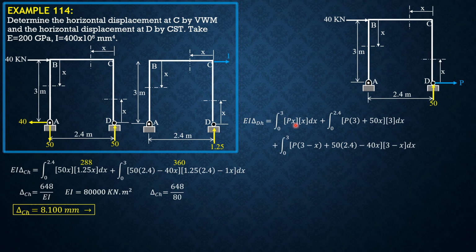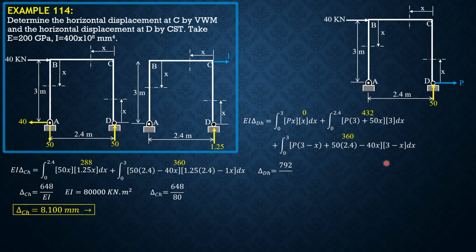So setting the value of P to 0, so this is 0. This is integral of 50x times 3, or integral of 150x, 0 to 2.4. So that's 432. And this is 0, so 50 times integral of quantity 50 times 2.4 minus 40x times quantity 3 minus x dx. That is equal to 360.